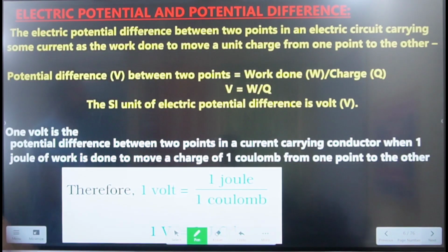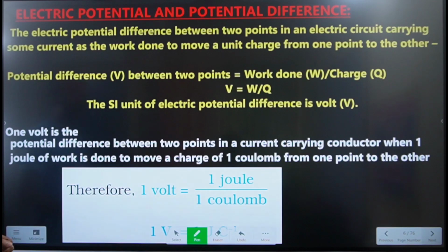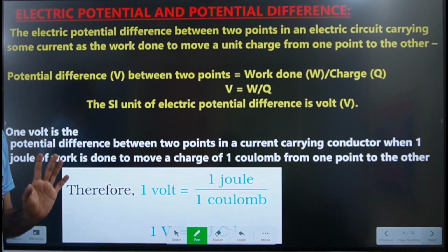The electric potential difference between the 2 points in an electric circuit carrying some current is the work done to move a unit charge from one point to another point, right? Electric potential difference between the 2 points in an electric circuit carrying some current.